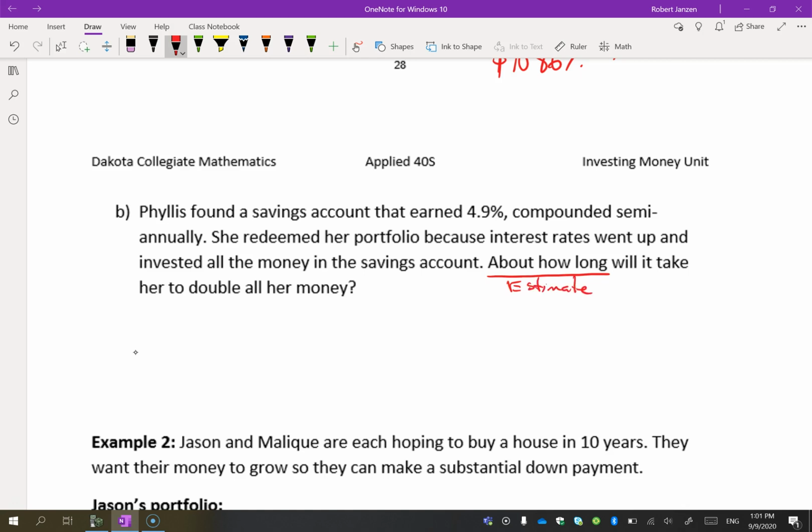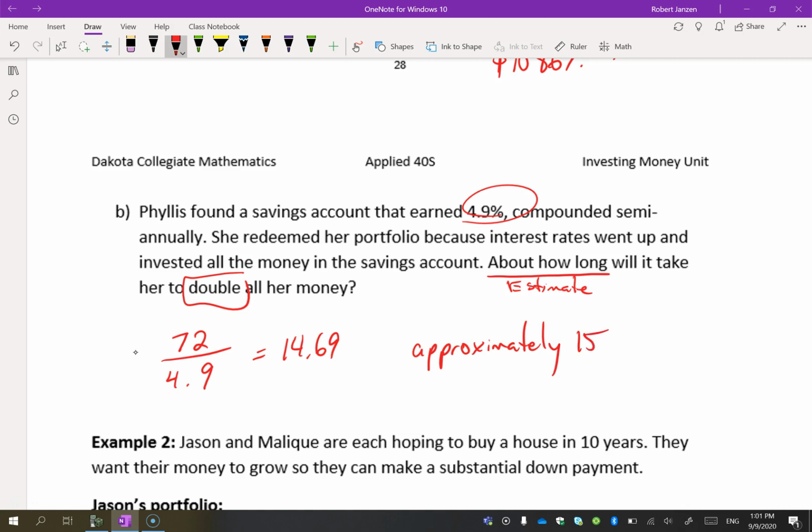How long will it take to double her money? Do you remember how to double your money? How do we do that? The rule of 72. 72 divided by the interest rate. You get 14.69. So I'm going to say approximately 15 years to double their money.